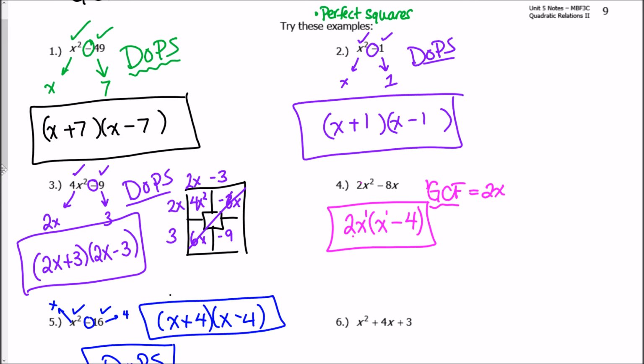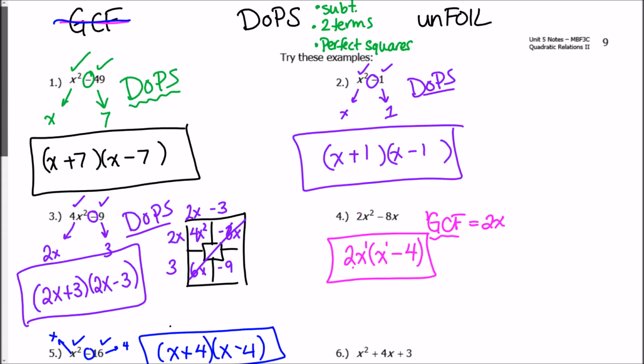Our last one that we have here, let's go through our list right here so we can see it's x squared plus 4x plus 3, okay? So I'm going to go down my list. Is there the GCF? Is there anything in common with all 3 of these terms? There isn't, so there's no GCF. Is it a difference of perfect squares? So there has to be subtraction. There isn't. It has to be 2 terms. There aren't. There are 3 terms, and I can't square root 3. Okay, so this is not a difference of perfect squares.